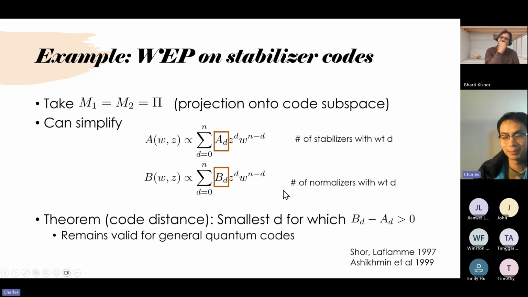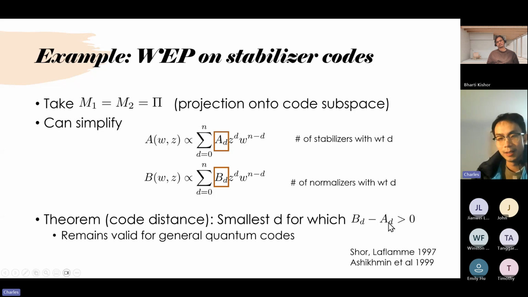So this is counting the number of logical operators, including logical identities, in the stabilizer code. Together, what we're generating with these enumerator polynomials is a weight distribution of all the relevant operators that we usually think about in stabilizer codes. Now, computing its code distance is then very intuitive. I look for the smallest d for which B_D minus A_D is greater than 0, and that picks out when I start having a non-trivial logical operator that has weight d.